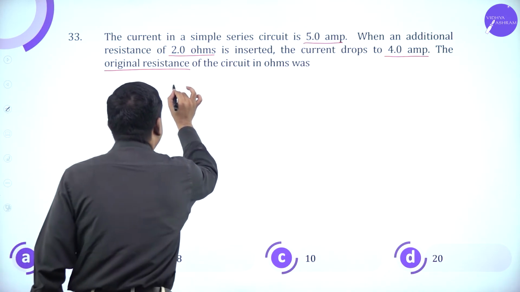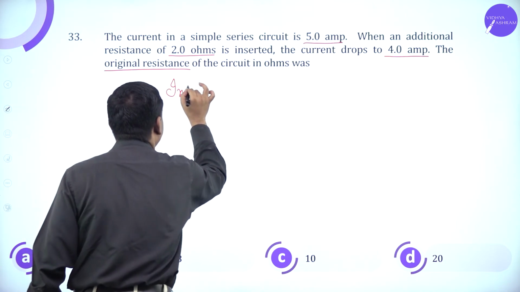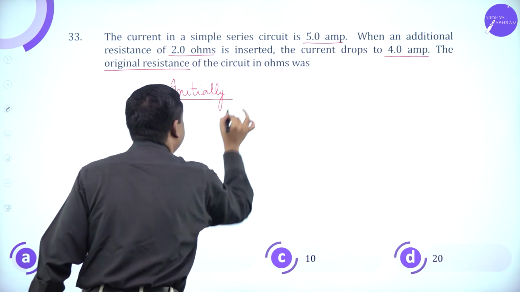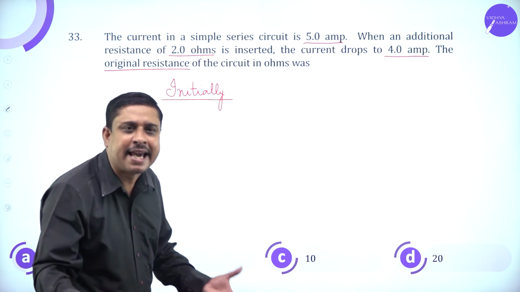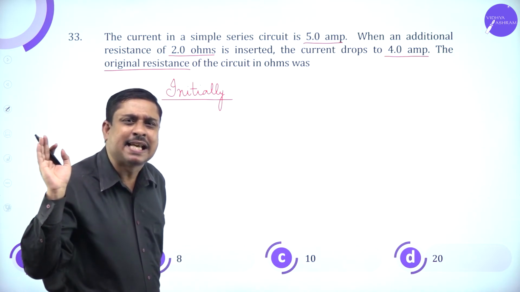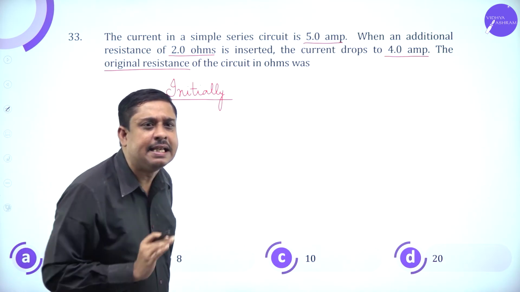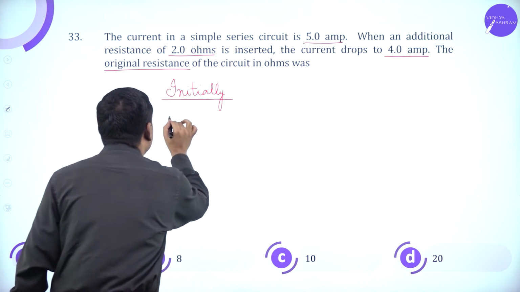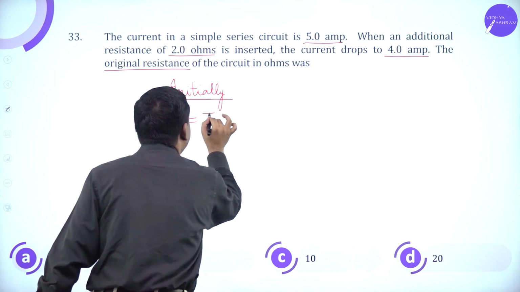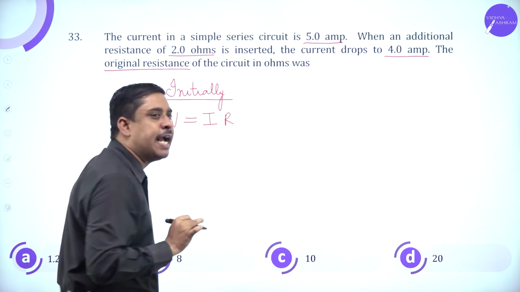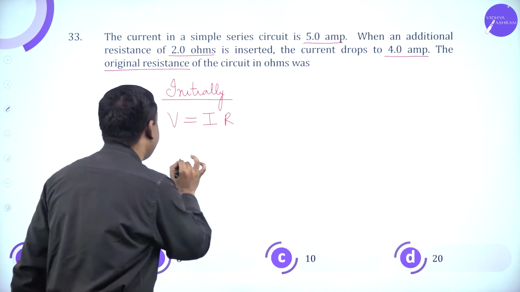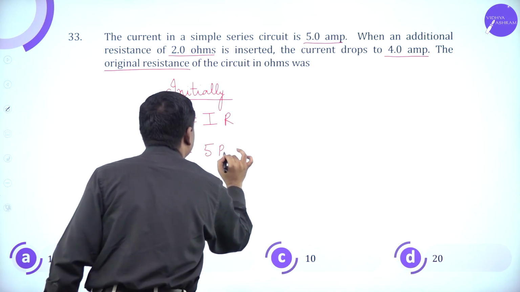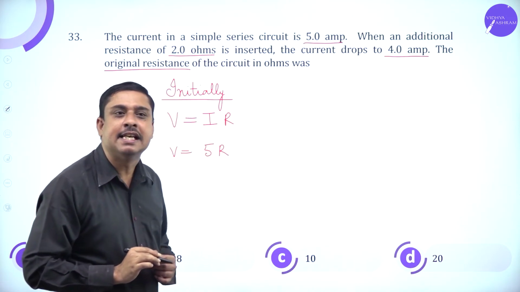Initially, he says, when there is some resistance R in the circuit, the current is 5 ampere. We know what Ohm's law says, V is the product of I into R. So I say I is 5 and the resistance is R.